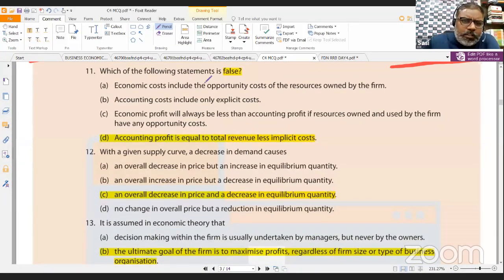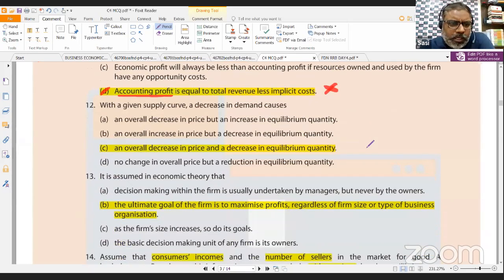Then question number 11, which of the following statements is false? Here D says, accounting profit is equal to total revenue less implicit cost. No, that is not accounting profit. Actually, it is nothing. Total revenue less implicit cost will not give us anything. It is neither accounting profit nor economic profit. Total revenue minus explicit cost minus implicit cost will give economic profit. Total revenue minus explicit cost gives accounting profit. Here it says total revenue minus implicit cost is accounting profit. That is not a correct statement. That is what we want. So the correct answer is D, Delhi for question number 11.